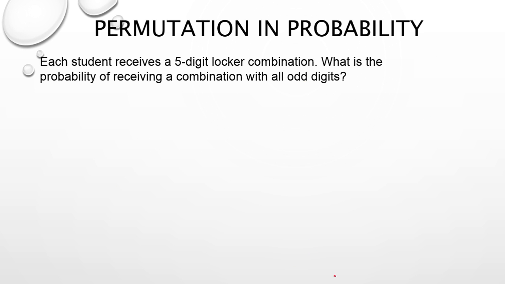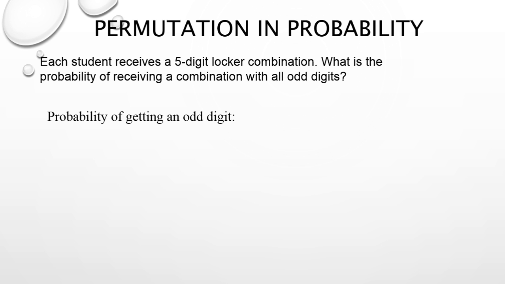Alright, permutation in probability. So earlier, first thing we did was permutation, second thing we did was probability. Now we are going to combine those together. Here's an example. Each student receives a 5-digit locker combination. What is the probability of receiving a combination with all odd digits?